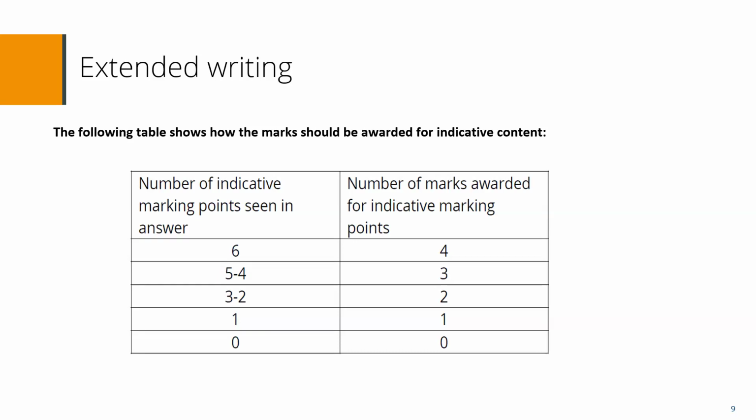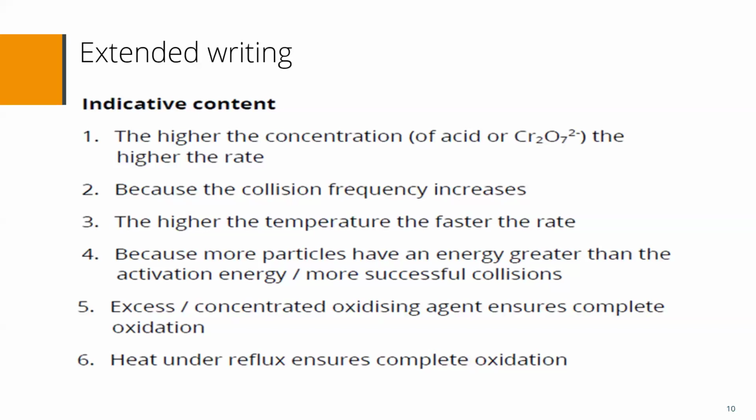If they get 5 or 4 of them, they score 3 marks. 3 or 2, 2 marks. If they only get 1 of them, they will get 1 mark. And obviously, if they don't get any of them, they're not going to score. In this particular question that was set, there are the 6 indicative points. So they would have to have got all of those 6 indicative points in order to score the first 4 marks.